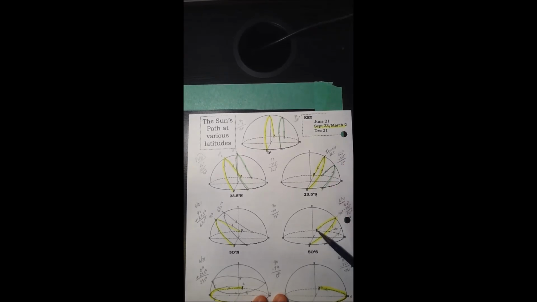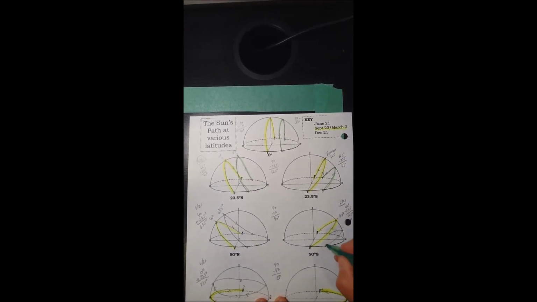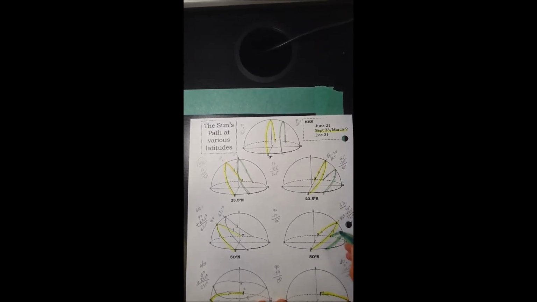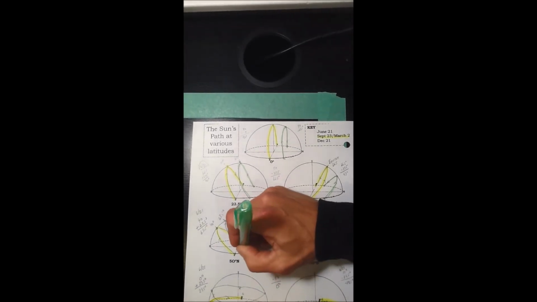Okay, in the southern hemisphere, June 21st is the winter solstice, so it's the shortest, lowest path.